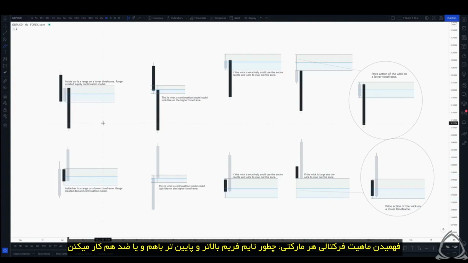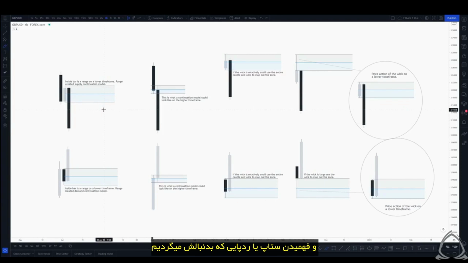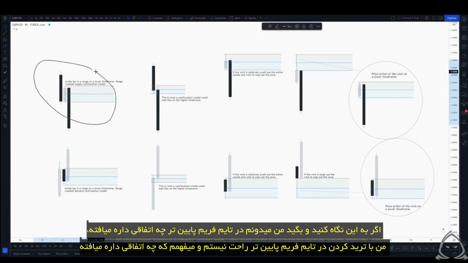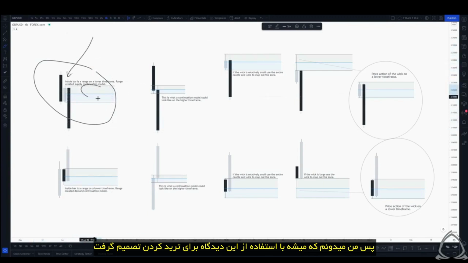Understanding the fractal nature of any market, how a higher time frame and lower time frames work together or work against each other, and understanding the framework or the footprint that we're looking for, will make your trading so much easier to understand and navigate through. You can look at this and go, I know what's happening on a lower time frame. I'm not comfortable trading on that lower time frame, but I understand what's happening, so I know that I can use this concept to build up trade ideas.